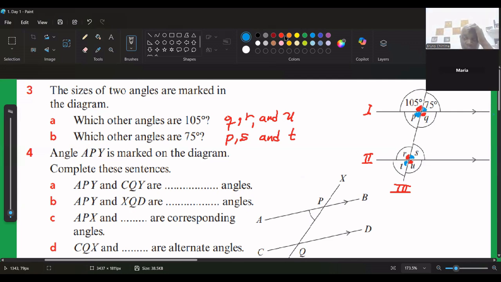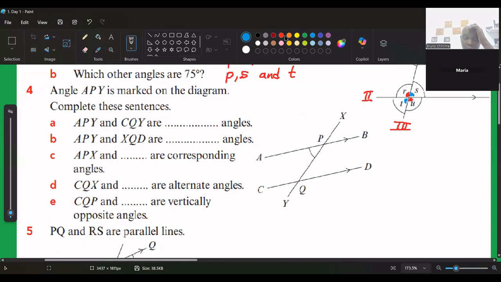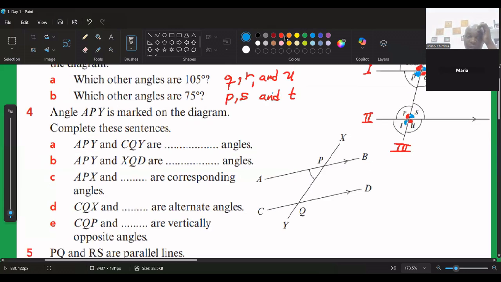Now we move on to the other diagram that we spoke of a few moments ago. So for example, for this diagram, we have that angle APY is marked on the diagram. Complete these sentences: APY and CQY are, let's see, APY and CQY.